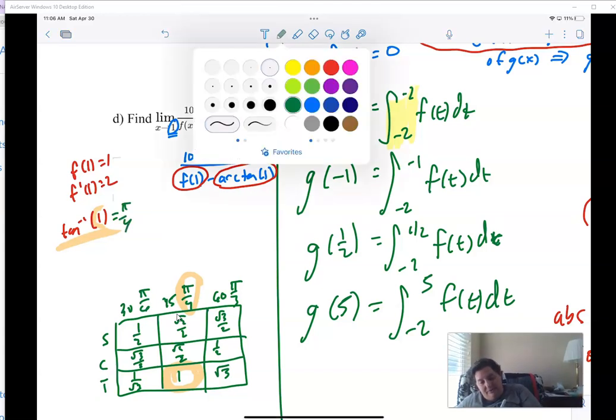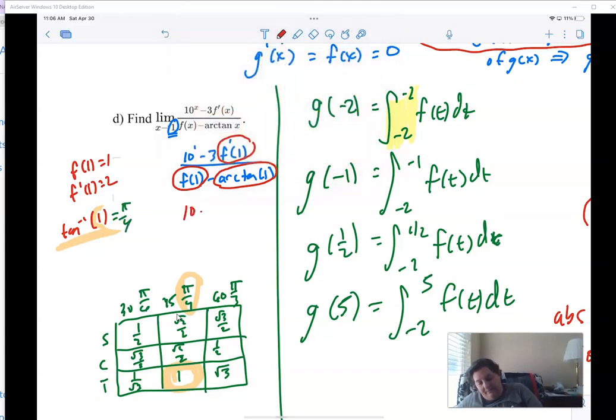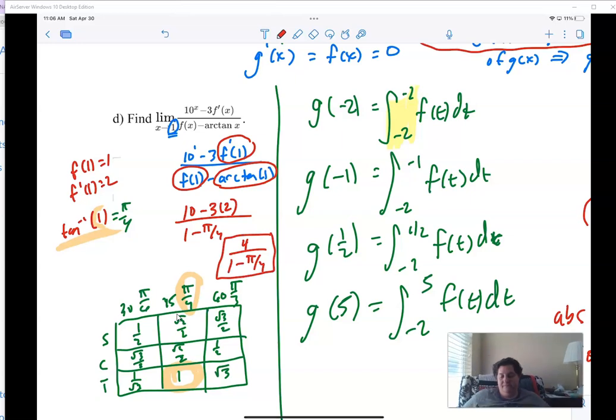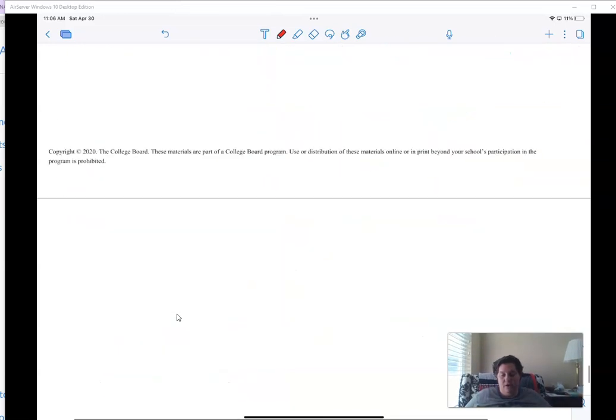So check out what my answer is going to be here. 10 minus 3 times 2 over 1 minus pi over 4. 10 minus 6 is 4. I'm just going to call this 4 over 1 minus pi over 4. Fair enough? And there we go.